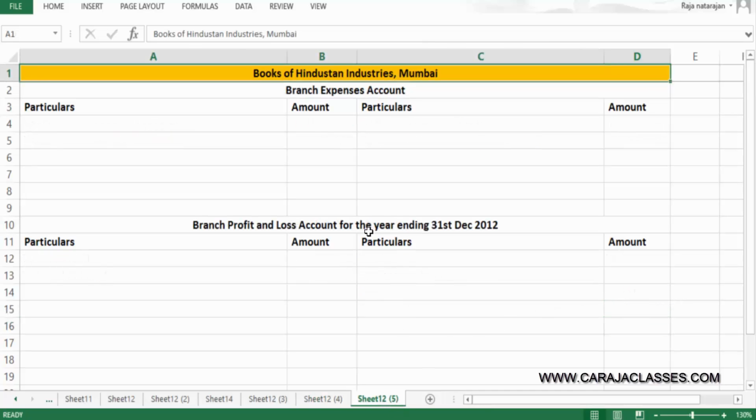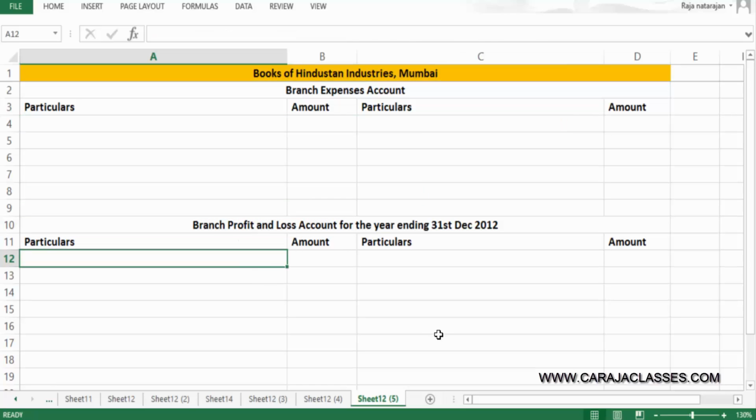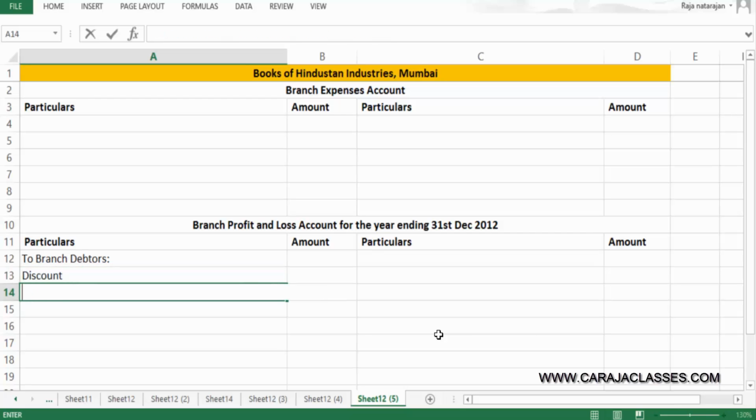Already I have given the structure. There is a branch P&L also. So there we can say entries that are coming from branch debtors to branch P&L, under that discount and bad debts.